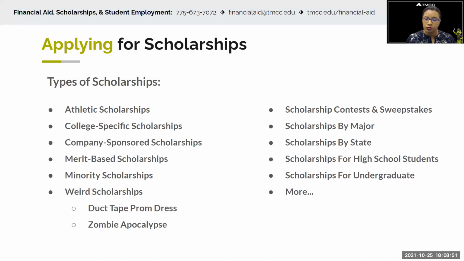States have their own scholarships. So Nevada has its own scholarship website for students who graduate from high school in Nevada. And then there are scholarships for students who are applying during high school and scholarships just for undergraduates and anything in between.